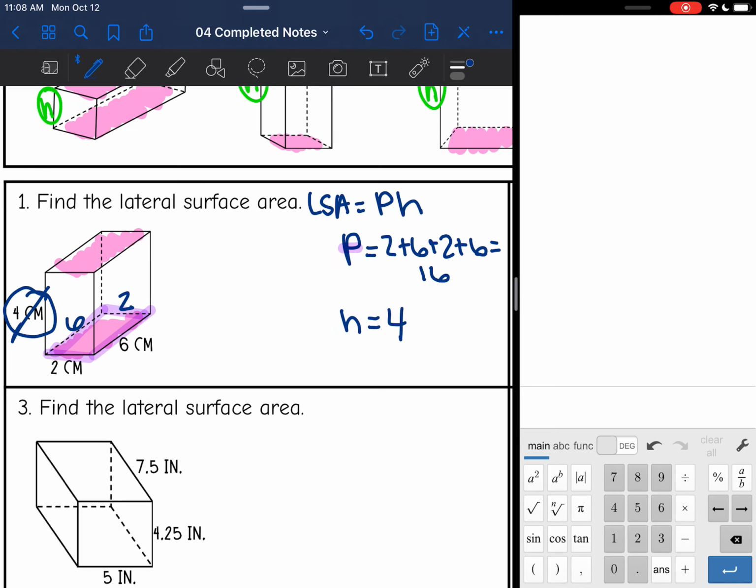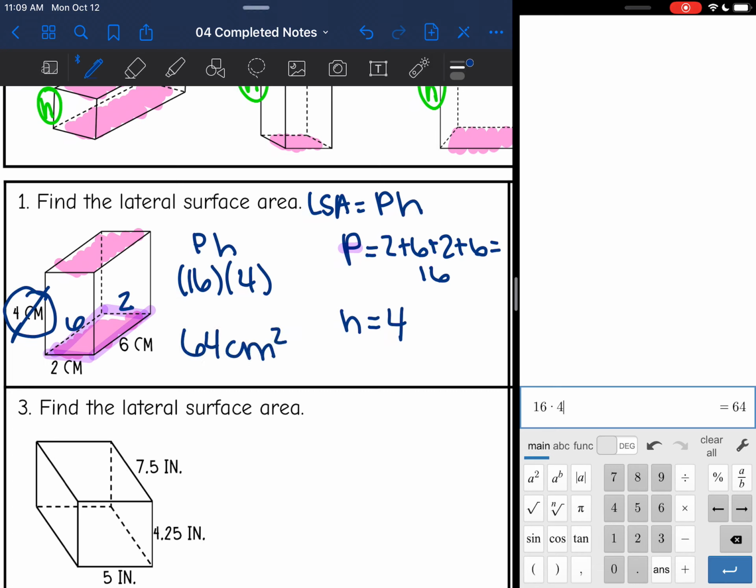So now I have everything I need for the surface area formula. I have perimeter, which is 16, and height, which is 4, so I can plug into pH. It will be 16 times 4. And 16 times 4 is 64 centimeters squared.